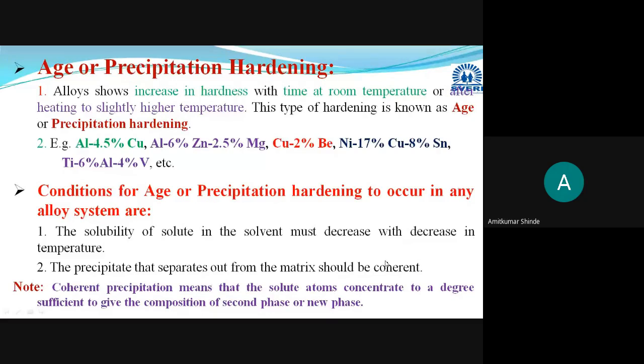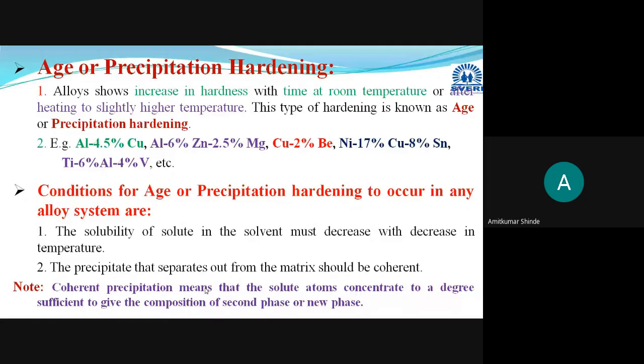What does coherent mean? I have written one note here. What is the meaning of coherent precipitation? Coherent precipitation means the formation of a new phase, or the second phase. Precipitation is nothing but solute atom particles getting segregated, concentrated at one place, and forming a new phase.